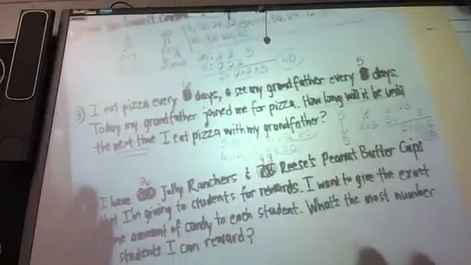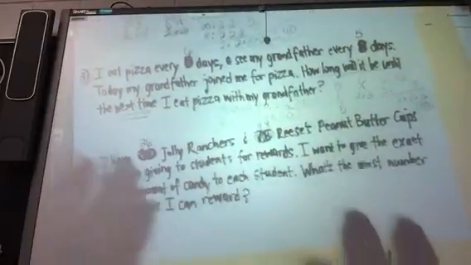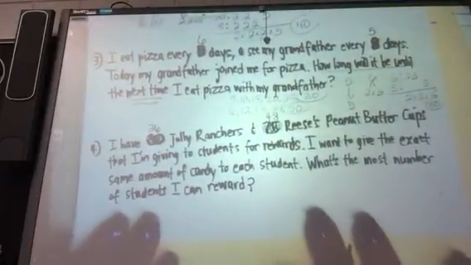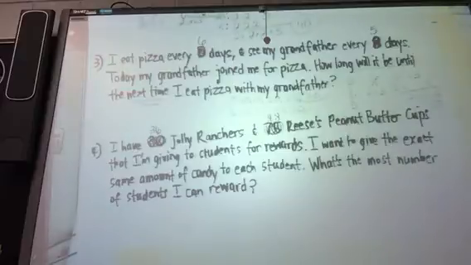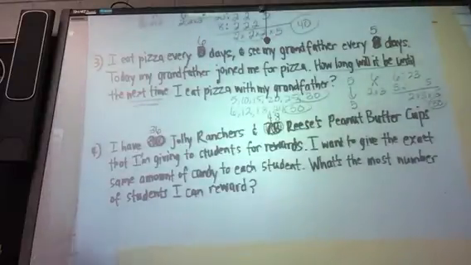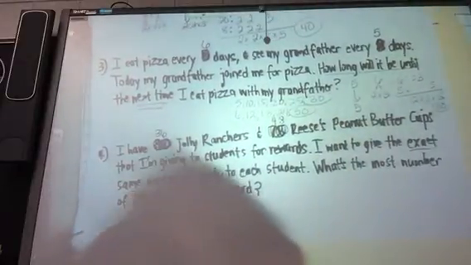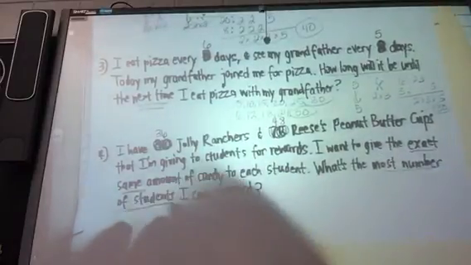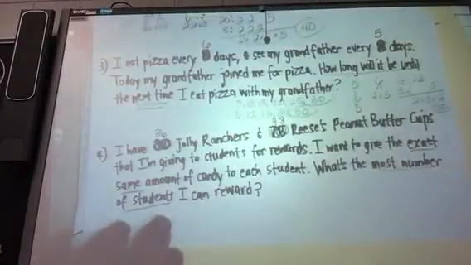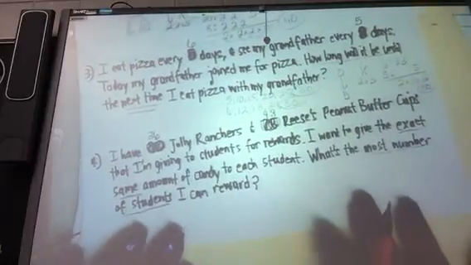All right. Last one. I have 36 Jolly Ranchers and 48 Reese's Cups. I'm giving students rewards. I want to give the exact same amount of candy to each student. What's the most number of students I can reward? You got to find greatest common factor for that.